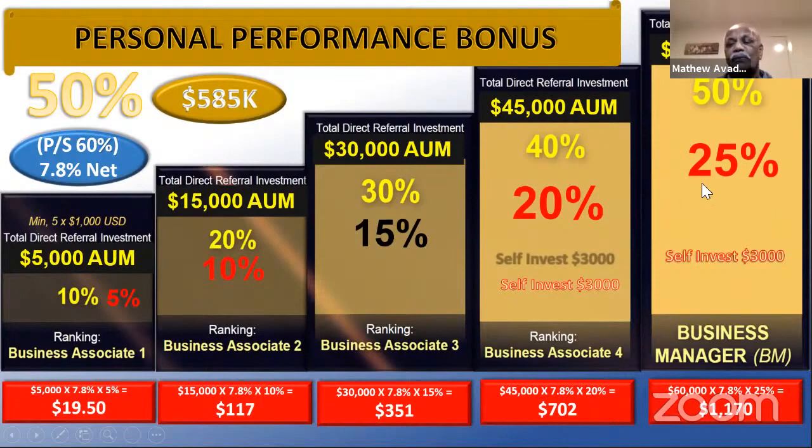And finally, if you become a business manager, you get to share 100% of the 50% pool, and the commission rate is 25%. So $60,000 times 7.8 times 25%, you will get $1,170 commission per cycle. This is per cycle. So the commission formula is the same.